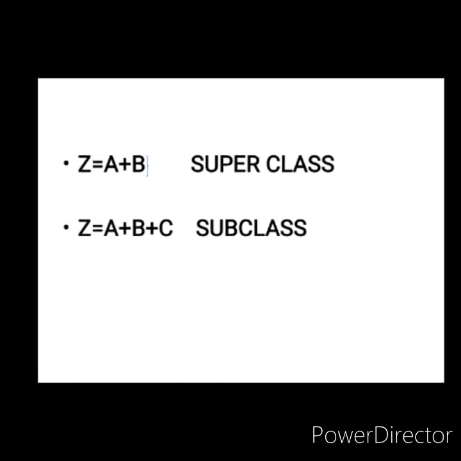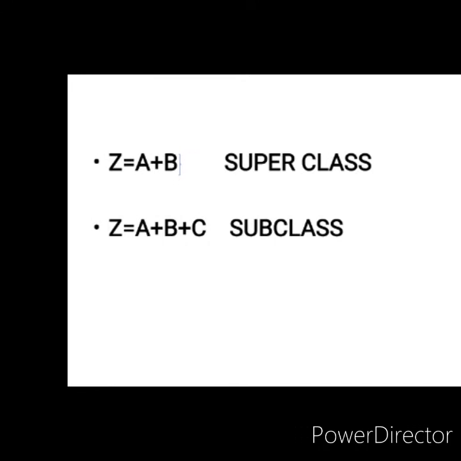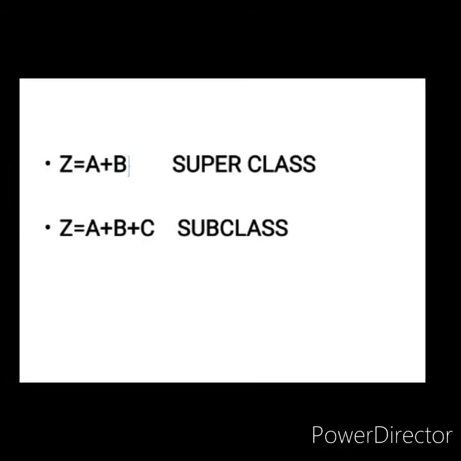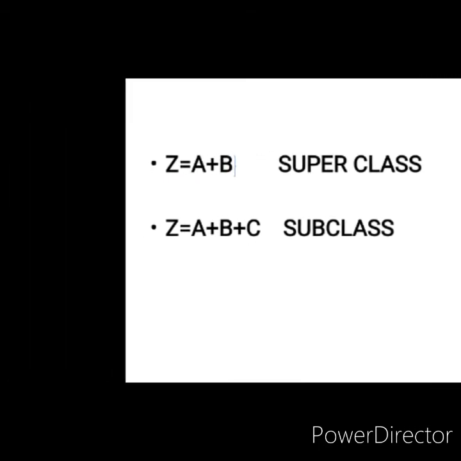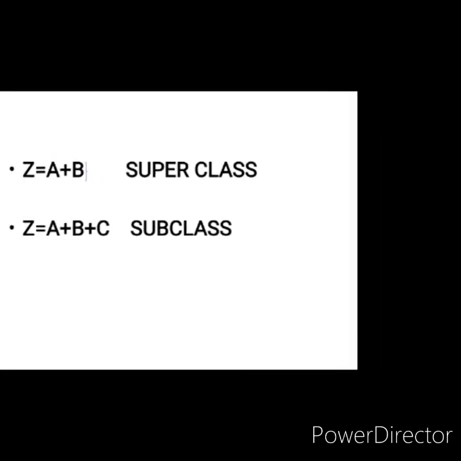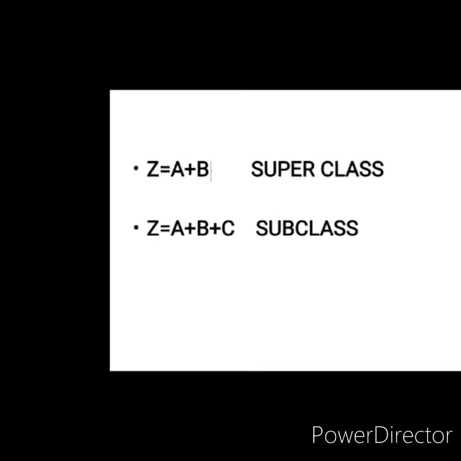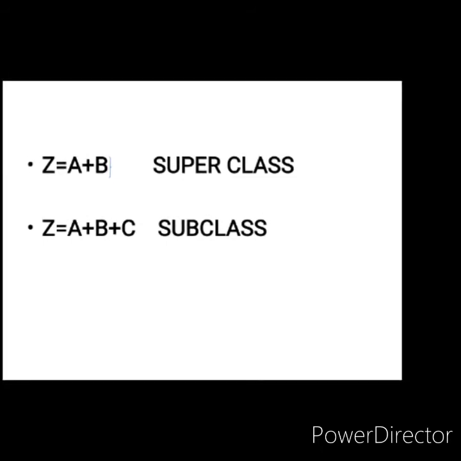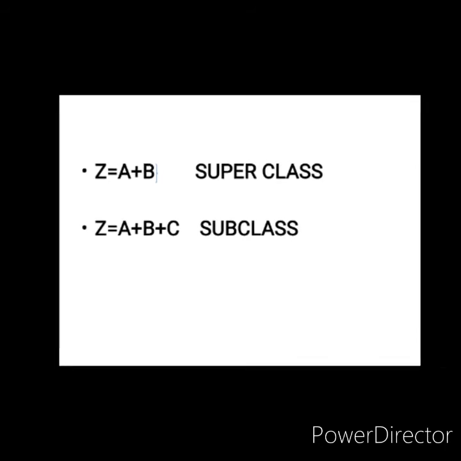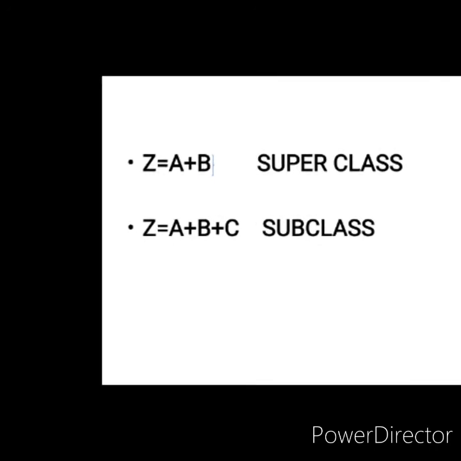So the first formula becomes the superclass and the second formula becomes the subclass. So inheritance is nothing but the way of deriving a new class from an already existing class. Now if you consider another general example, a son will be inheriting the properties of the father, that is, whatever properties are earned by the father will be inherited by the son. So this can be considered as an example of inheritance.